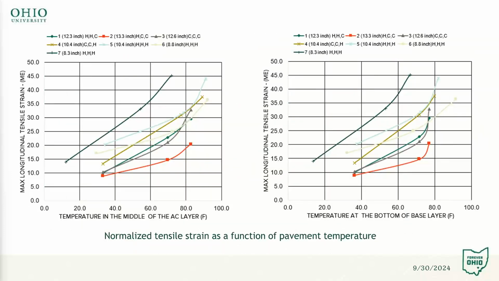And then we also plotted the normalized tensile strain as a function of pavement temperature to look at the effect of thickness and strains. And again, it's the same kind of graph that we see where section 7 has the highest numbers, and section 2 with the thickest has the lowest numbers as well.